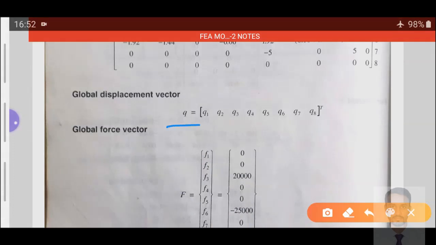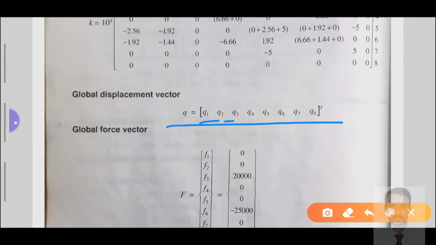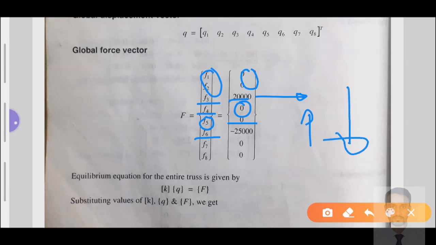Here I have taken the global displacement vector Q1, Q2, Q3, Q4, Q5, Q6, Q7, Q8. These are node number 1, node number 2, node number 3, and node number 4. Here F1 and F2 at node number 1 are all 0. F3 at node number 2 along the x-axis is a positive 20,000 Newton. F4 in the vertically upward direction, a roller support is there, so 0, and F5 is equal to 0. F6 vertically downward has been applied at node number 3: minus 25,000. F7 and F8 are 0 at node number 4.